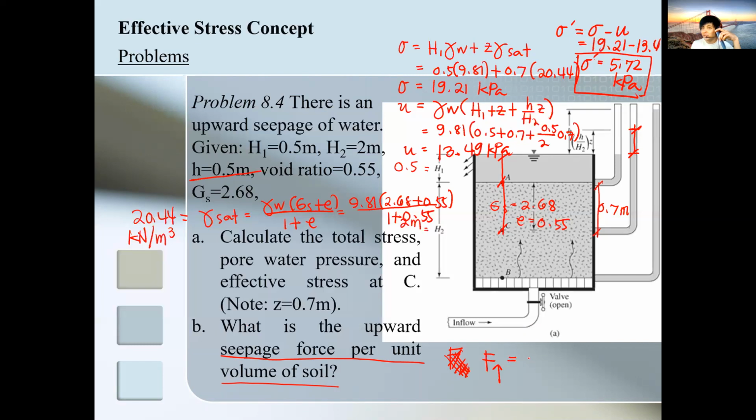Okay, so again, the formula from the previous slide, seepage force per unit volume. So meaning we have H over L times gamma water. So H is 0.5 because we need to consider the total height of the soil specimen. Then the length is 2 meters, times 9.81. So our upward seepage force is equivalent to 2.45. So again, don't forget the unit, kilonewton per cubic meter, because the problem asks for force per unit volume of soil.